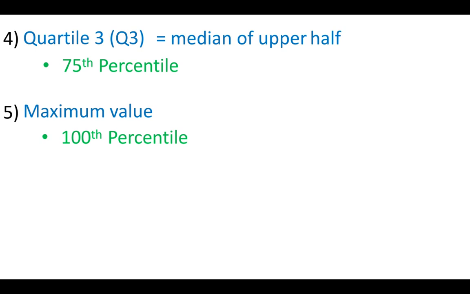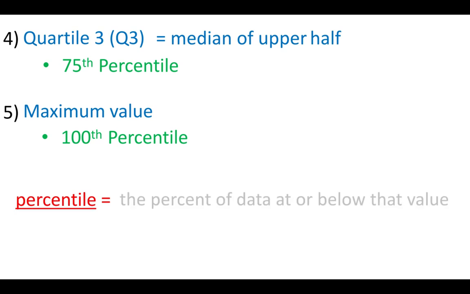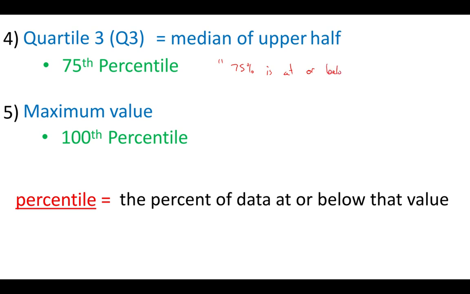There's 2 other keywords that we're going to look at before we move on to computing some of these. And that is, well, the word percentile. It just means, again, the percent of the data that's at or below that value. So for quartile 3, we would say 75% is at or below this value. 3/4 of the data would be at or below that value.